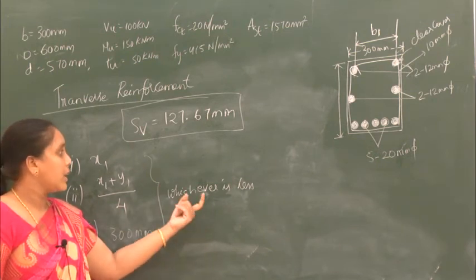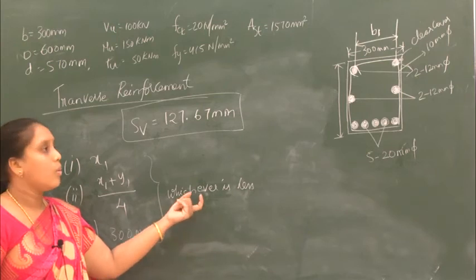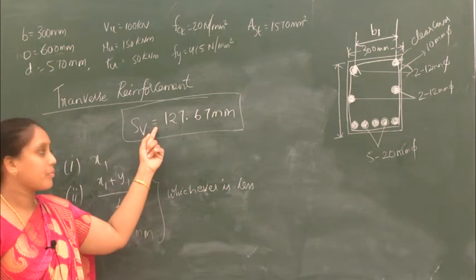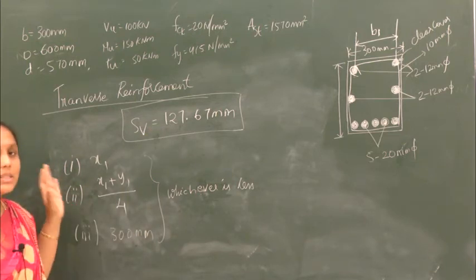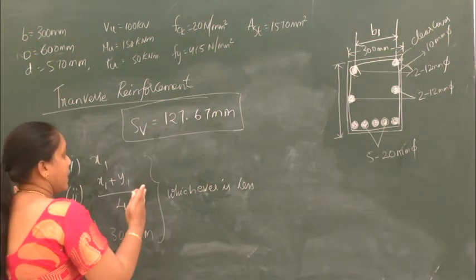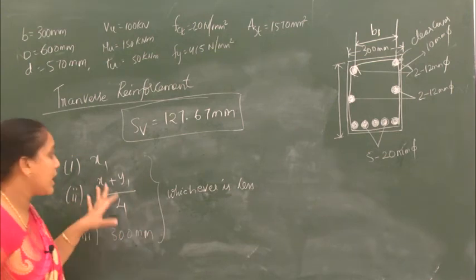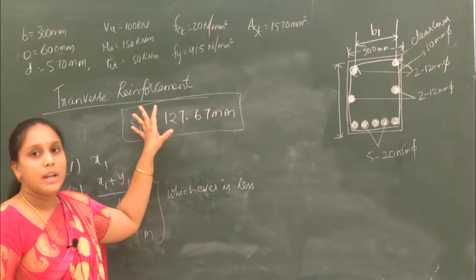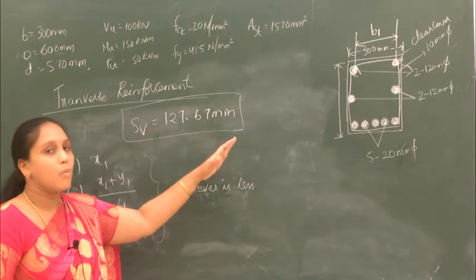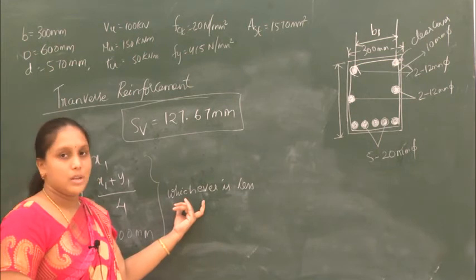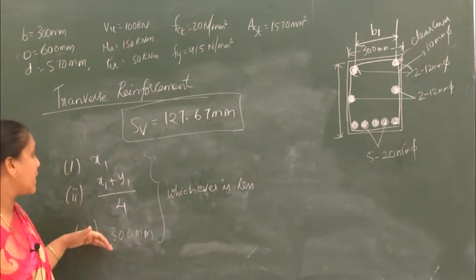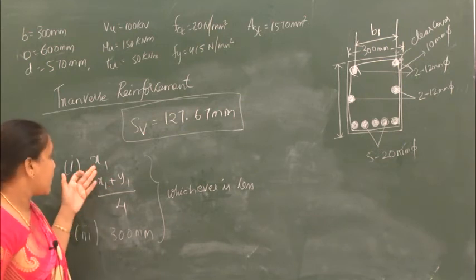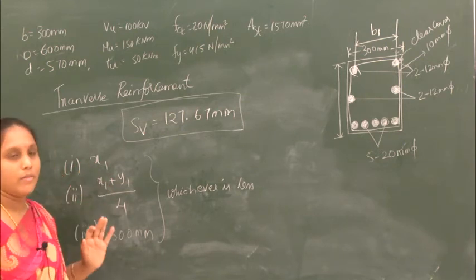Okay, that is the least value. What you are taking, that particular value should be more than the SV. That is, you have to find out all these and consider the least value, and this particular SV should not be more than these values. So now we will calculate x1 plus y1 by 4. What is meant by x1 and y1?